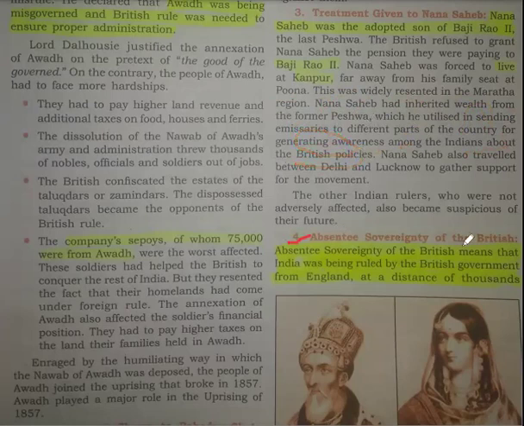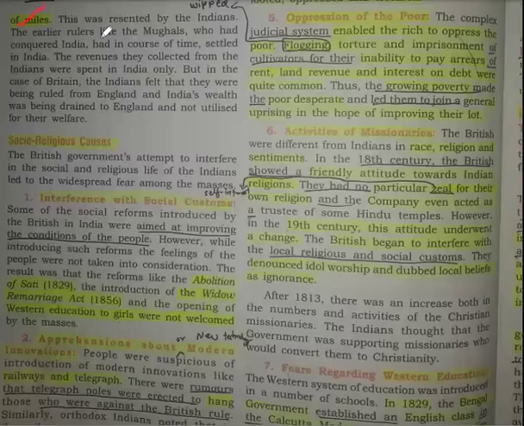Now, absentee sovereignty of the British. Absentee sovereignty of the British means that India was being ruled by the British government from England, at a distance of thousands of miles. This was resented by Indians, unlike earlier rulers like the Mughals who had conquered India, had in the course of time settled in India. The revenues they collected from the Indians were spent in India only.